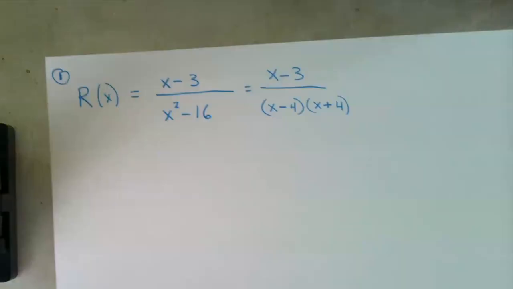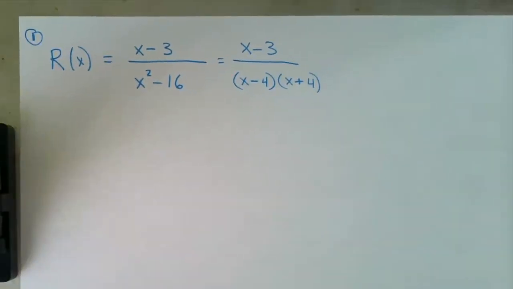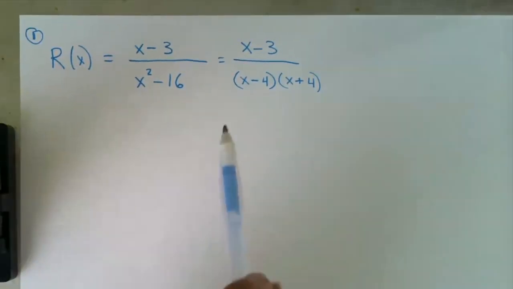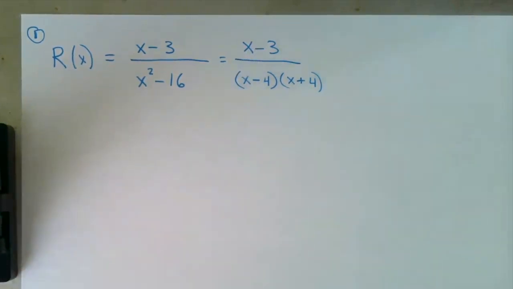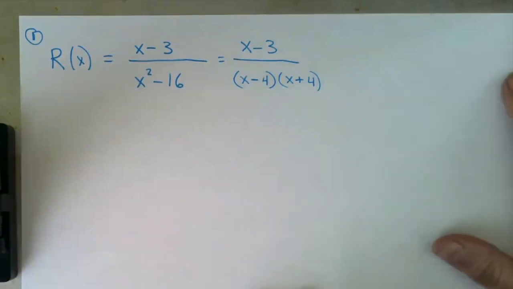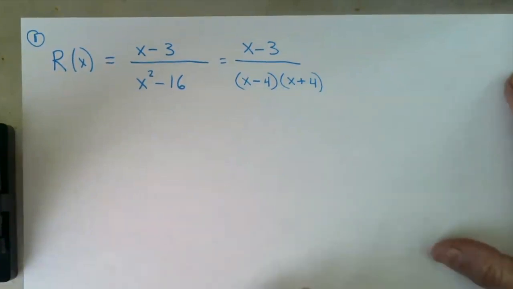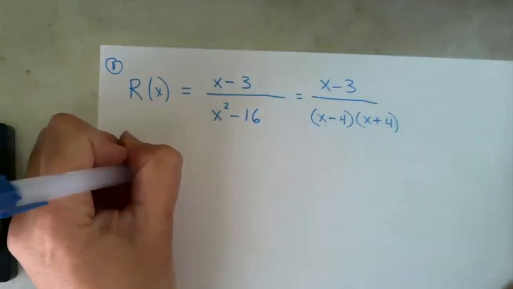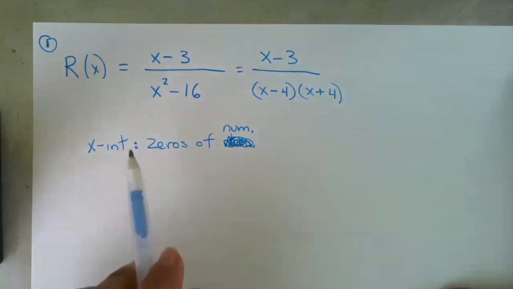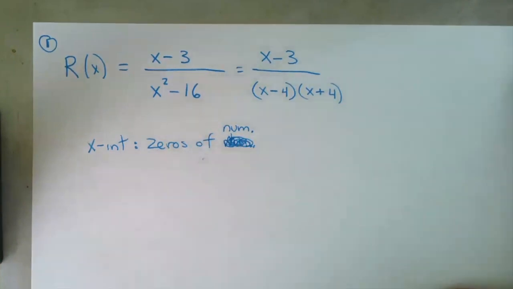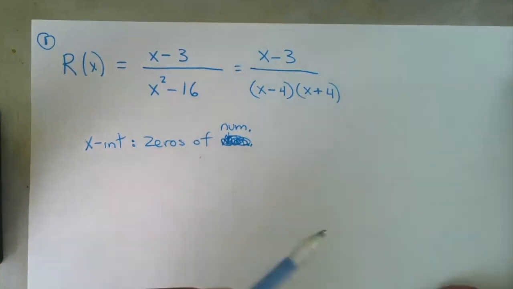So the first rational equation we'd been working on was this, and last time we completed step 1 and we factored fully numerator and denominator. So today we're finding our x-intercepts, our y-intercepts, and our holes. Okay, so to find our x-intercepts, we find the zeros of our numerator. So what does that mean?